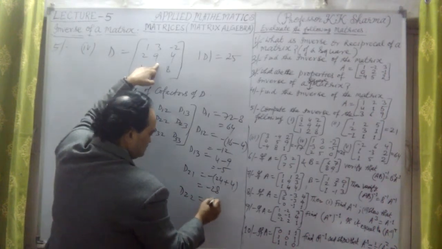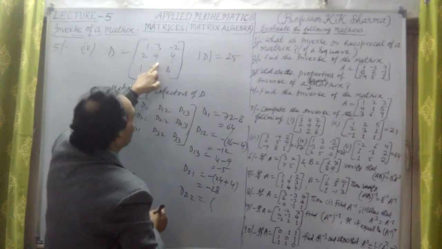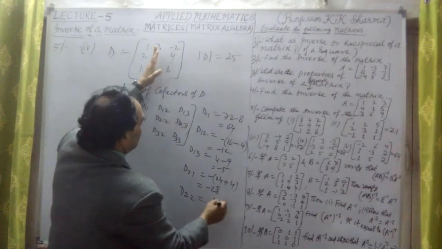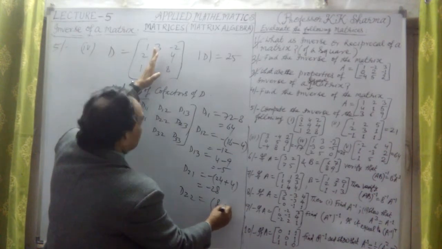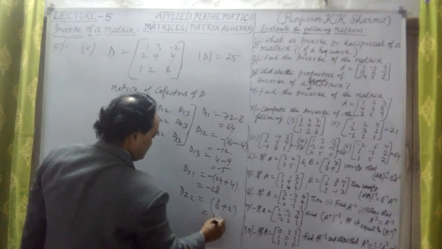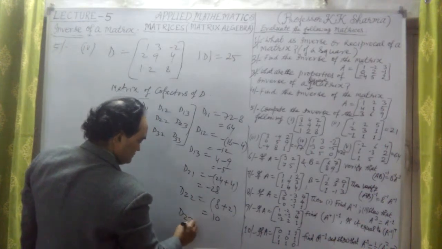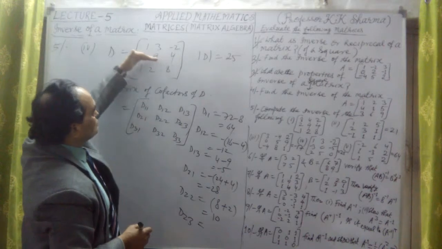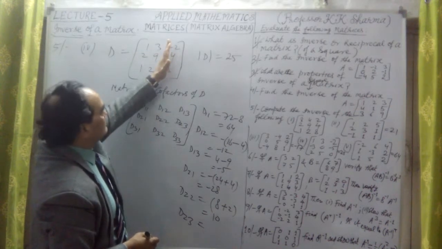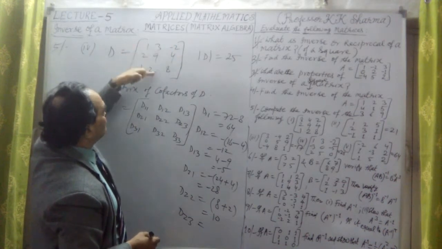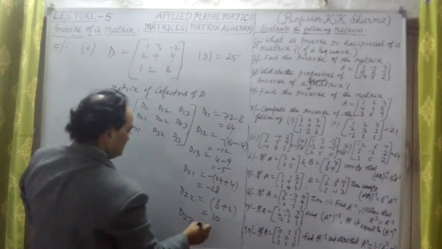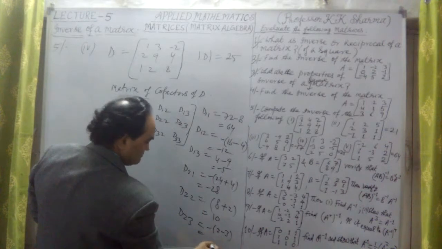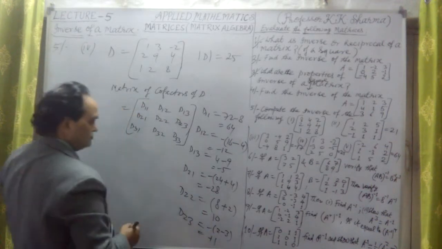Even number, so it is positive, of 9. Leaving this row and column, 8 times 1 is 8, minus plus 4, it is 10. Then D23 of 4: leaving this row and column, 2 times 1 is 2 and 3 times 1 is 3, 2 minus 3, it is minus 1, so with the sign, plus 1.